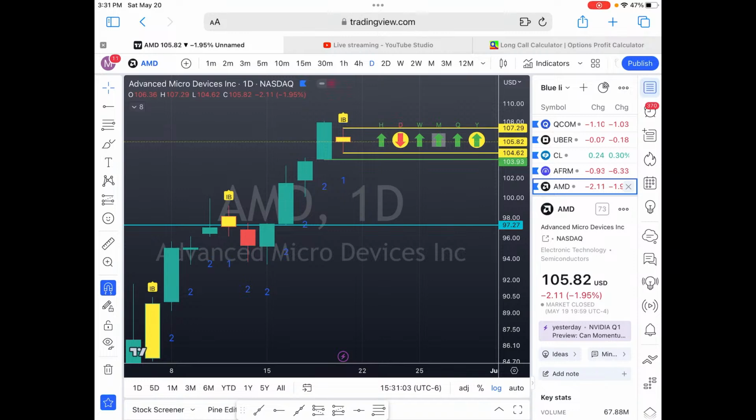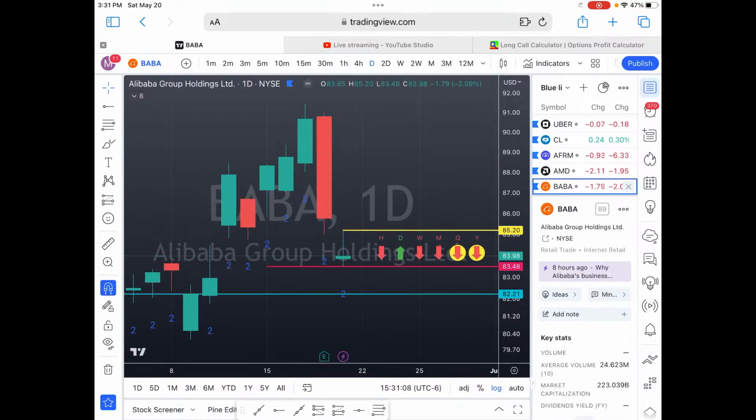Okay, so AMD inside bar, calls 107.29, puts at 104.62.